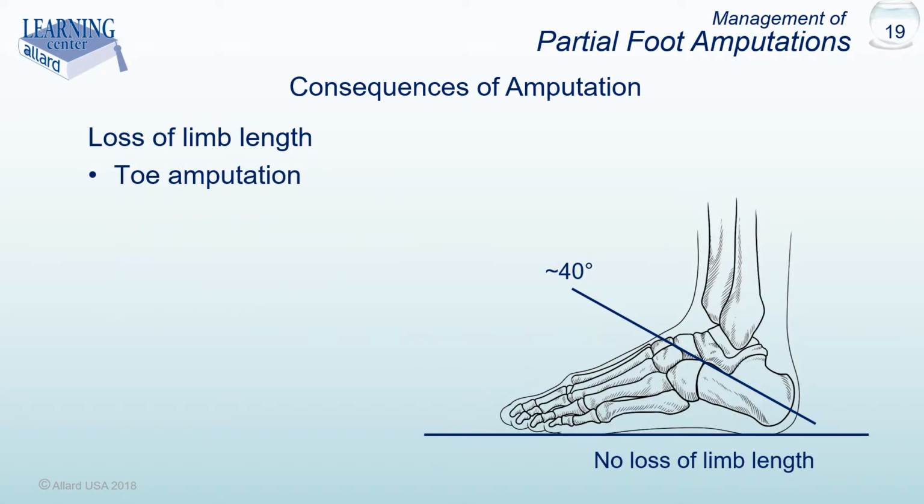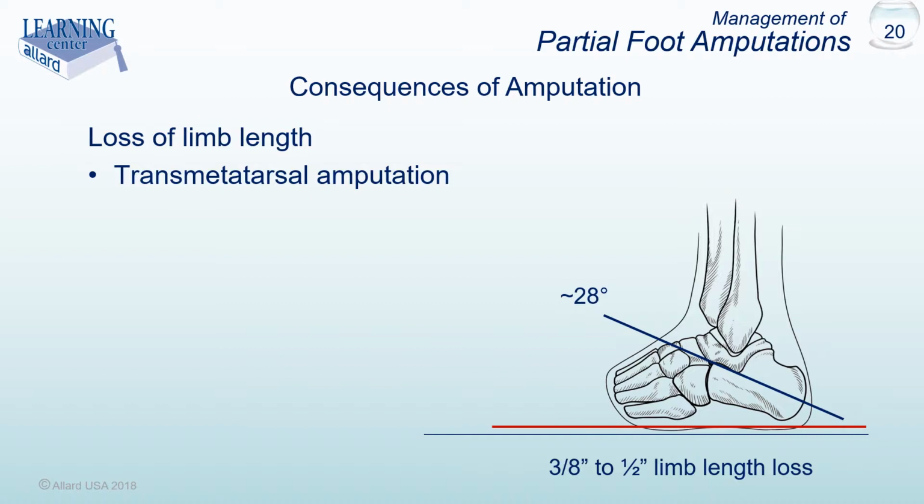There should be no loss of limb length associated with either a toe amputation or a toe disarticulation. The primary distal support structures are the metatarsal heads, and as long as they're still intact, there shouldn't be any limb length loss.